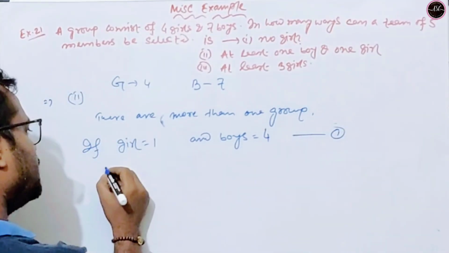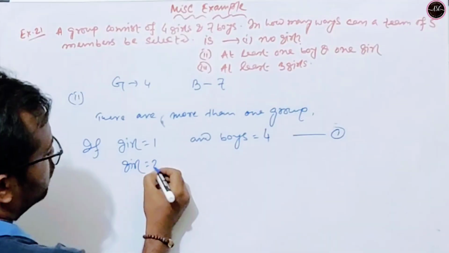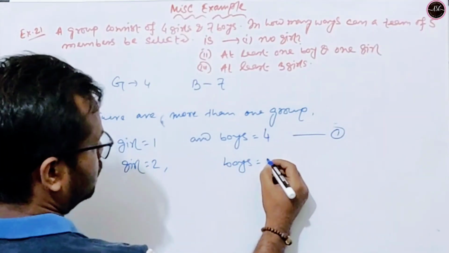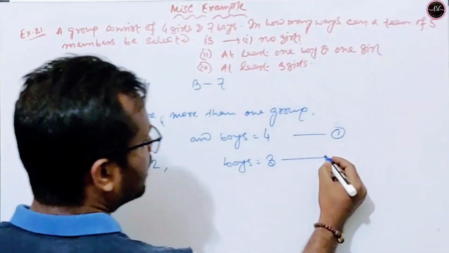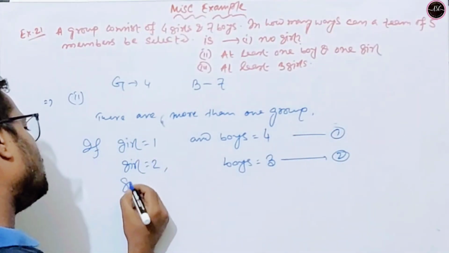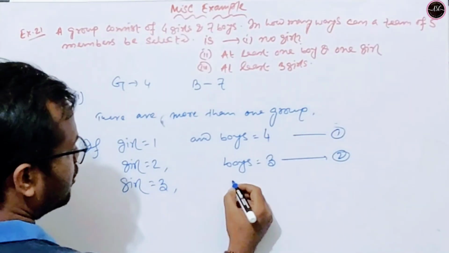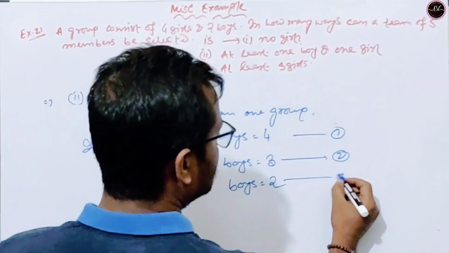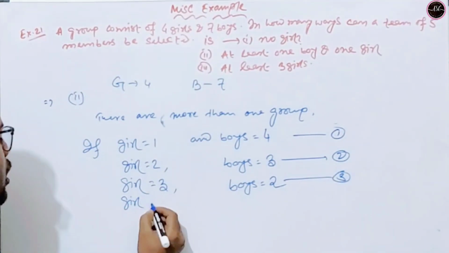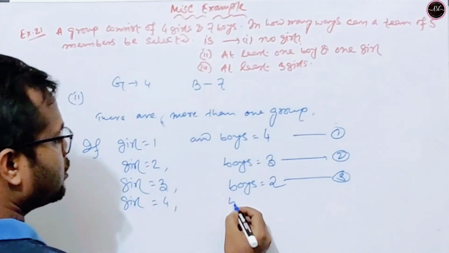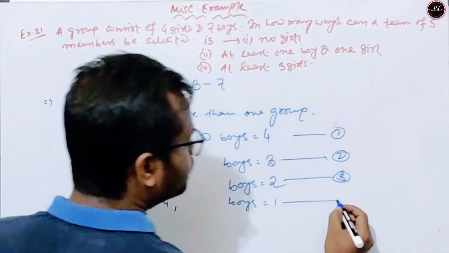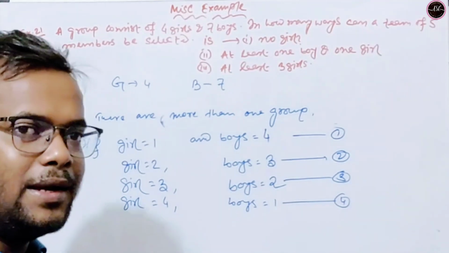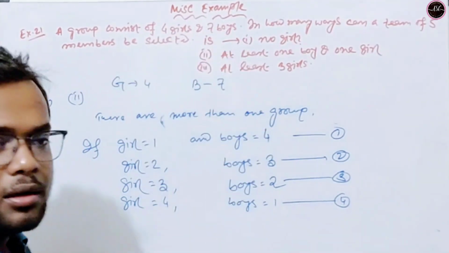If girl equal to 2, then boys equal to 3. And if girl equal to 3, boys equal to 2. And girl equal to 4, boys equal to 1. So these 4 ways we have to find.